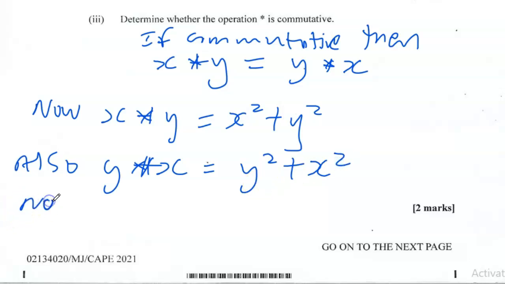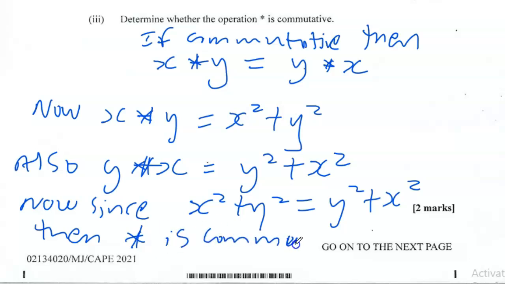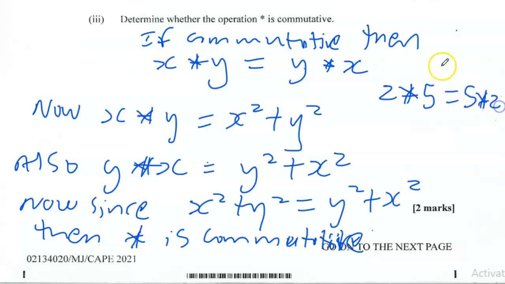Now, since x squared plus y squared is equal to y squared plus x squared, then the operation there is commutative. In other words, the order is not important. Commutative, right? So for example, 2 asterisk 5 is the same as 5 asterisk 2. That's a basic example. Alright.